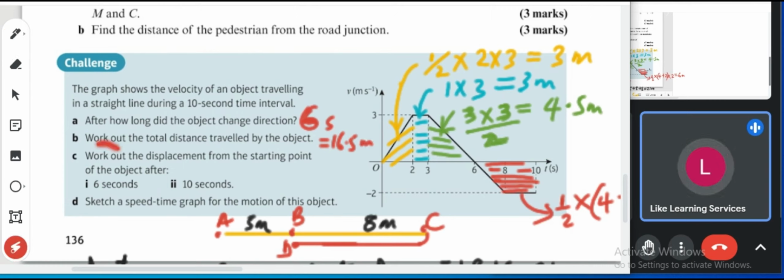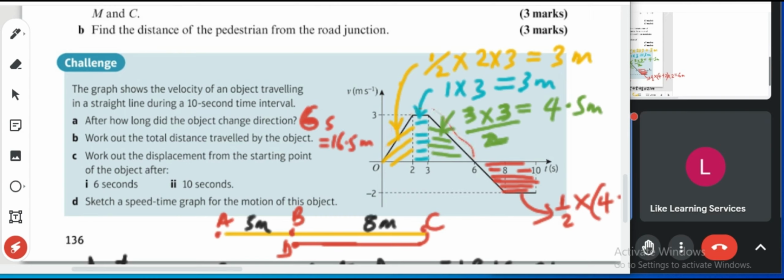So it says now work out the displacement from the starting point to 6 seconds. What's the displacement from here to 6 seconds? It didn't change direction, so it's the same forward motion. Displacement is still everything, is it not? Yeah. So what's the displacement from the starting point to the 6 seconds? Yes, answer this question. What's the displacement?